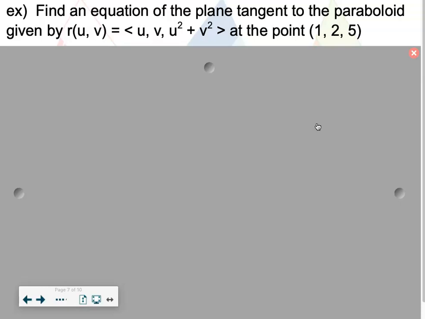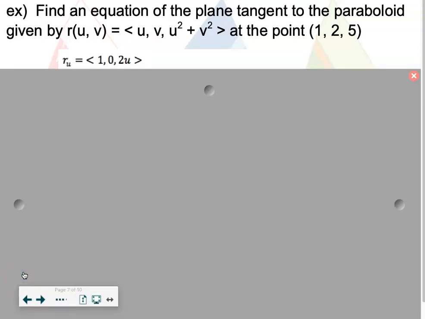So the first thing you're going to do: find your r sub u, find your r sub v. If you know you're doing it at a point, you can either plug in the point and then do the cross product, or do the cross product and then plug in the point. Either way, you're going to have to plug in the point to get your normal vector, and then use the normal vector and the point to write the equation of the plane. So let's see how well you do.